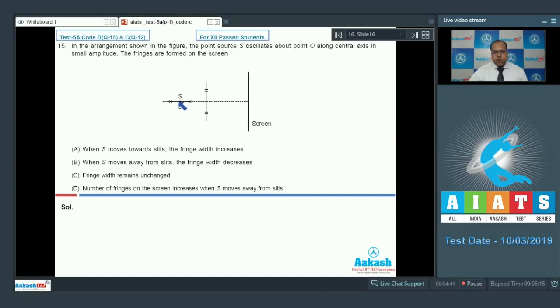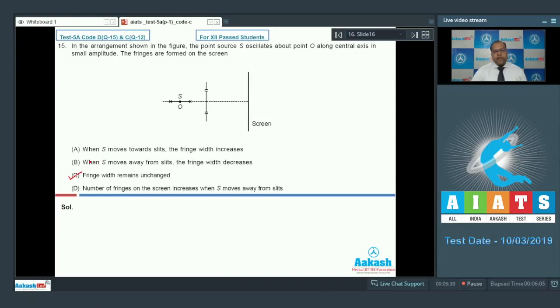So when this source is oscillating along this direction, then the path difference at any point on the axis comes out to be xd by D, which is the same irrespective of the position of the source along this axis. So if the path difference is the same, then the fringe width also remains the same. So option C is correct and A and B are wrong.